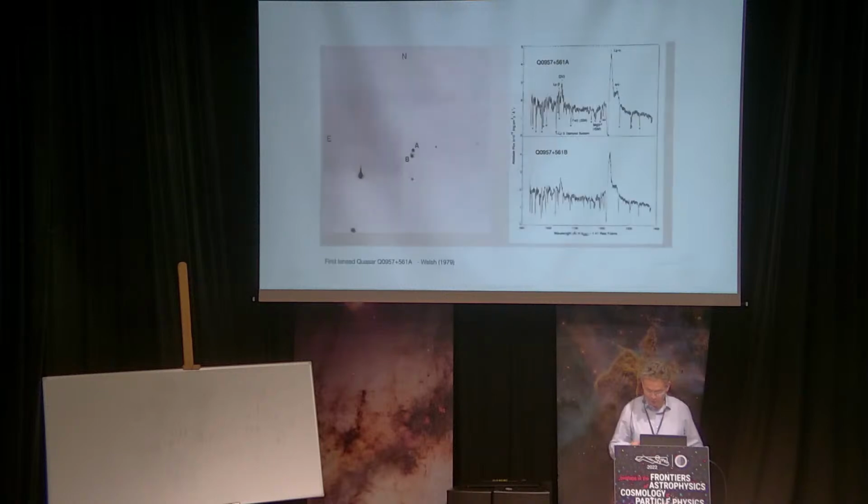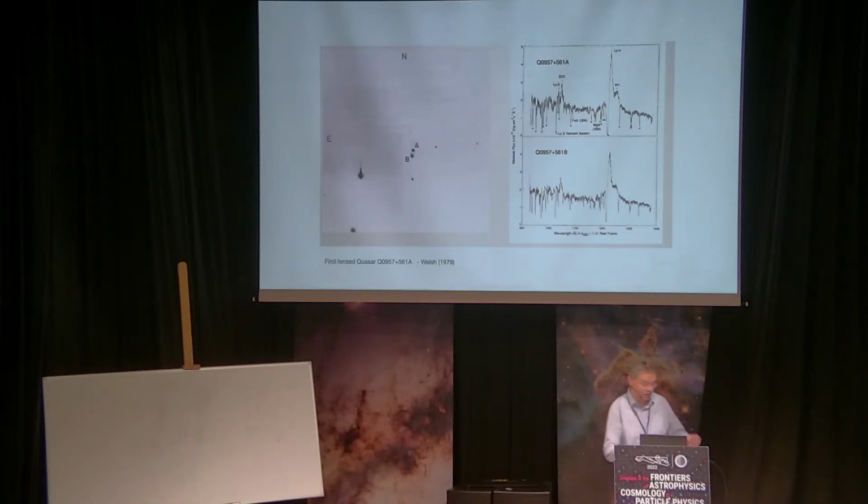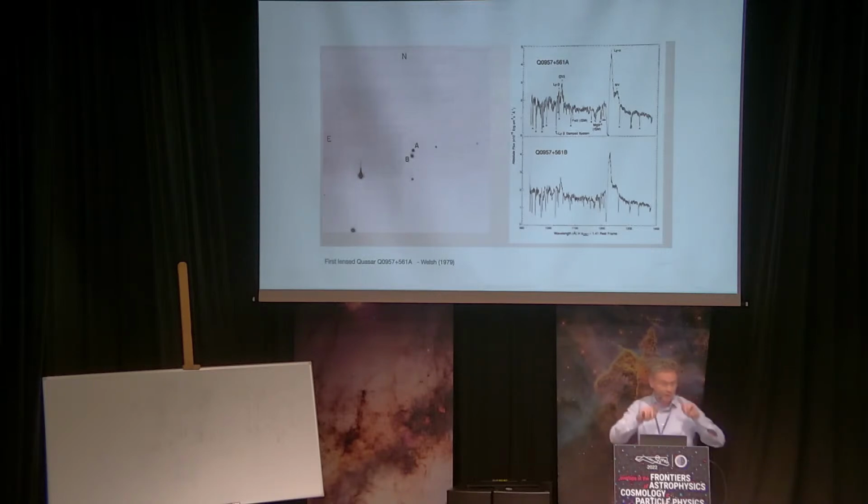So let me show you the first image of a lensed quasar. What does it mean? It means that you have these two images, and you do spectroscopy. In 1979, they did spectroscopy of images A and B, and you find that they are pretty much the same. They are not identical because the light path is slightly different, but they are remarkably similar to each other.